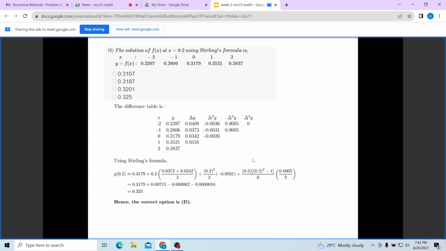So here again you have to calculate the difference table. Just arrange the values of x, y and find the first, second, third and fourth divided differences and use Stirling's formula. So here x naught will be, since x equals 0.2, take x naught as 0. Okay, so this will be x minus 1, this will be x minus 2, this will be x1 and this will be x2. Okay, and corresponding to that, this will be y naught, y minus 1, y minus 2, y1 and y2.